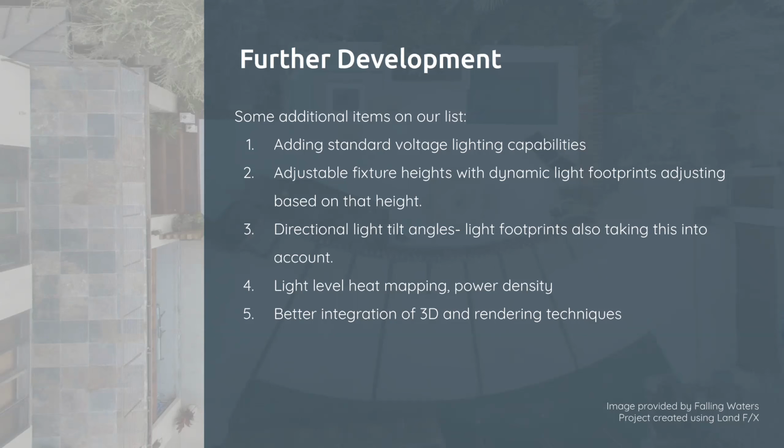We're looking at directional light tilt angles so that light footprints can change depending on the actual tilt that you give the light fixture. We're looking into light level heat mapping and power density mapping. And of course, we're looking into better integration of 3D and rendering techniques so that the process that I just showed could be a bit smoother and maybe help you out with having less steps in between. But we're excited to be moving forward with this. I think it's pretty cool so far, but we've got a lot more things on our list that we want to tackle this year and beyond.